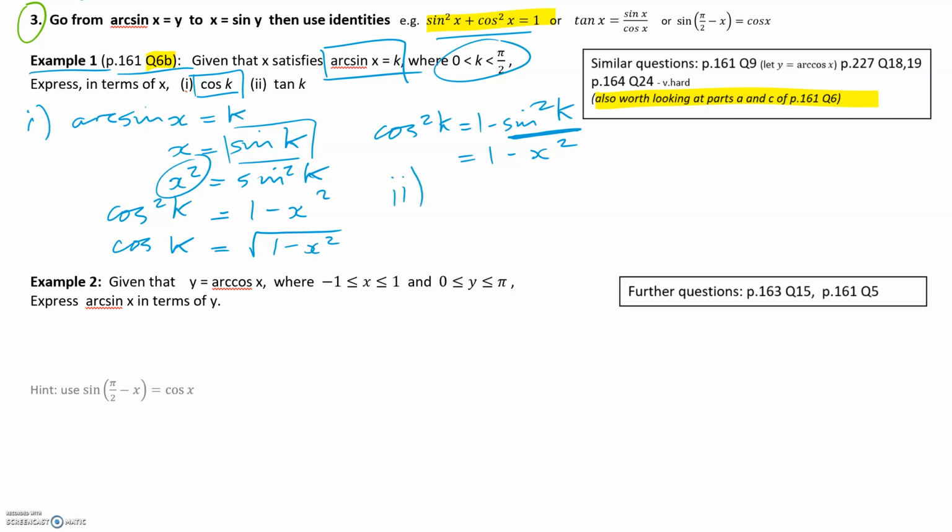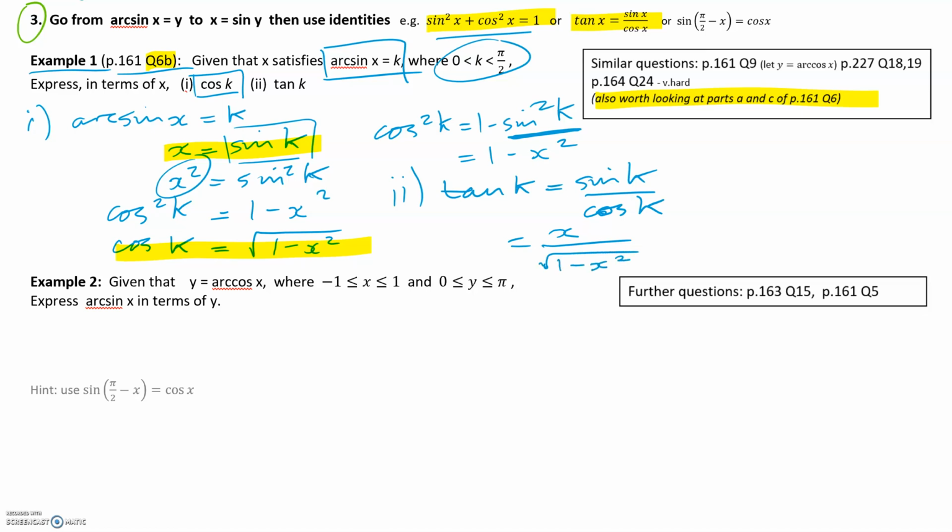Part 2 is slightly easier because if we want tan k, we know that's sine k. So we're using this now, sine k over cos k, and sine k is x, and cos k, we've just done it, cos k is the square root of 1 minus x squared. And so that's the answer to part 2.